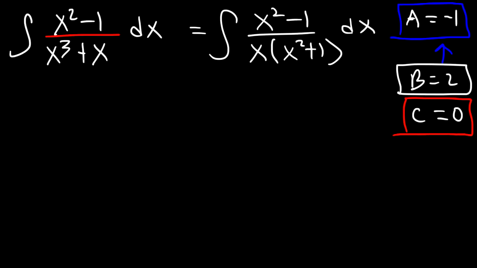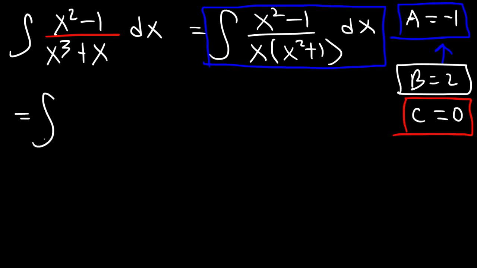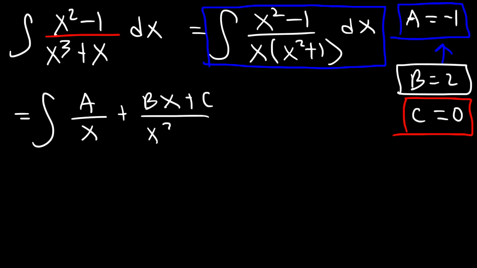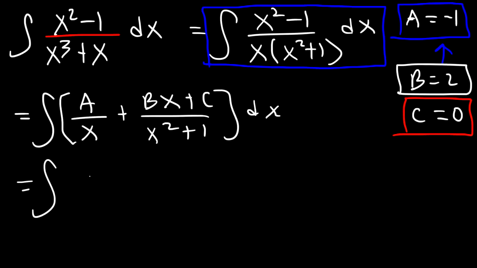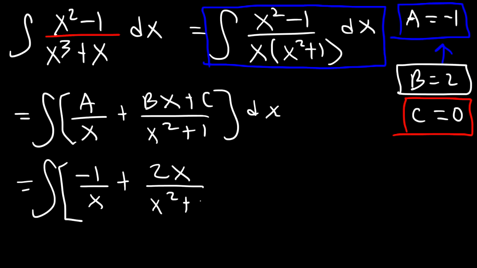Now that we have the values for a, b, and c, let's continue where we left off. So that integral is going to be a divided by x plus bx plus c over x squared plus 1. So now we can replace the constants. So a is negative 1, and b is 2, and c is 0. So it's just going to be 2x divided by x squared plus 1.